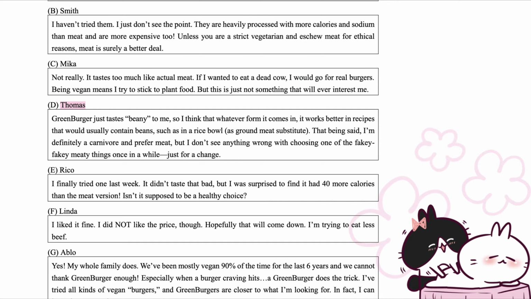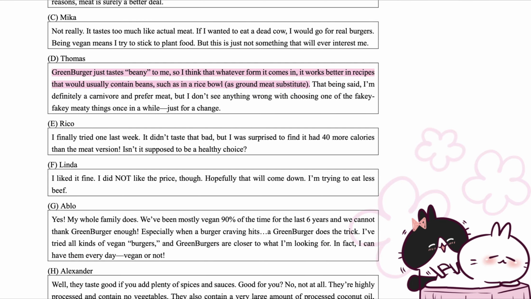D. Thomas. Green Burger just tastes beany to me, so I think that whatever form it comes in, it works better in recipes that would usually contain beans, such as in a rice bowl, as ground meat substitute. That being said, I'm definitely a carnivore and prefer meat, but I don't see anything wrong with choosing one of the fakey meaty things once in a while, just for a change.